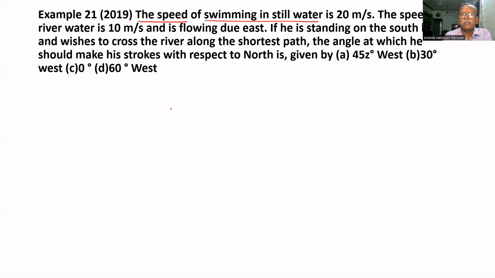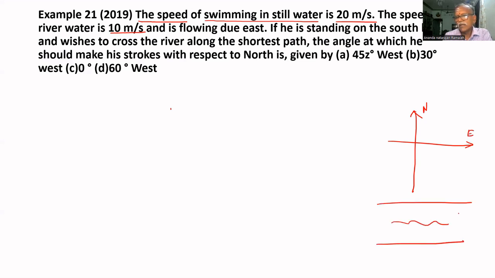The speed of swimming in still water is 20 meters per second. The speed of river water is 10 meters per second and is flowing due east. So the river is flowing towards east. Its speed is u, the speed of river water, which is 10 meter per second.